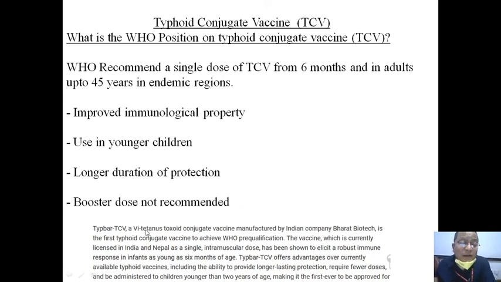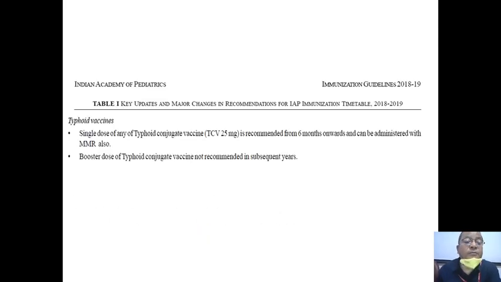This vaccine has been licensed in India. It's called Typbar-TCV, and this vaccine is prepared by the Indian company Bharat Biotech, and it is a WHO pre-qualified vaccine, available worldwide, and it's not very expensive. The Indian Academy of Pediatrics immunization guidelines also advise typhoid vaccine TCV, a single dose, from 6 months onward. A booster dose is not advised at this moment.